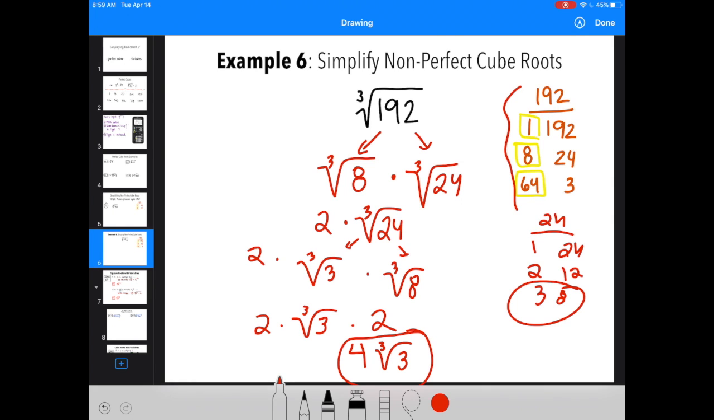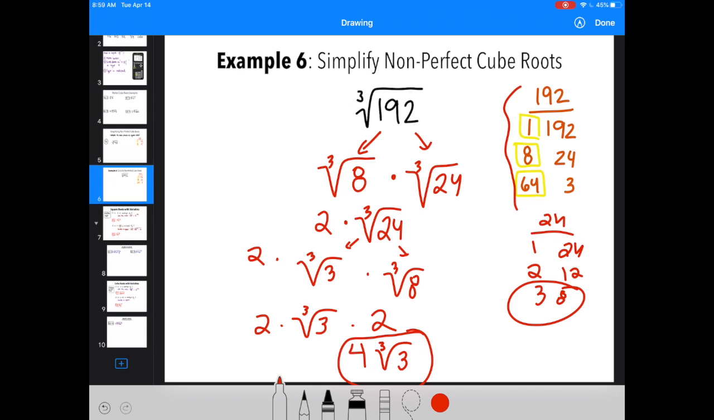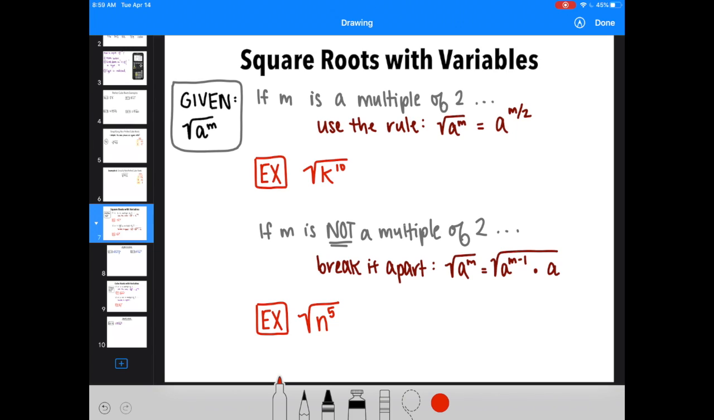Okay. All right, that's all I have for you today for cube roots. The other half of this is looking at square roots or cube roots with variables. What happens if my radicand's got a letter in it?